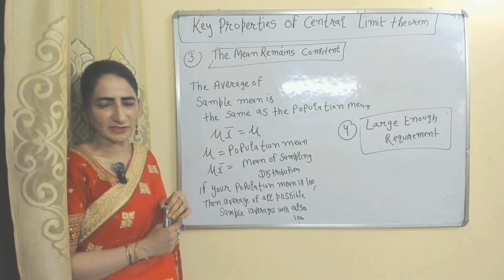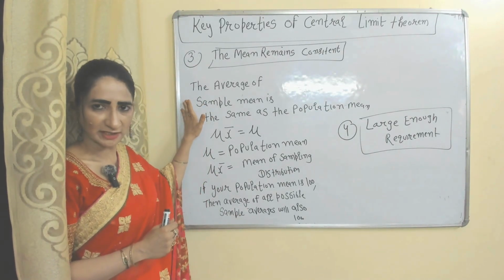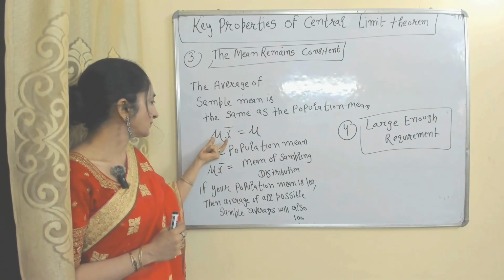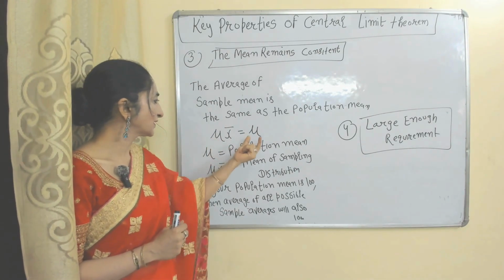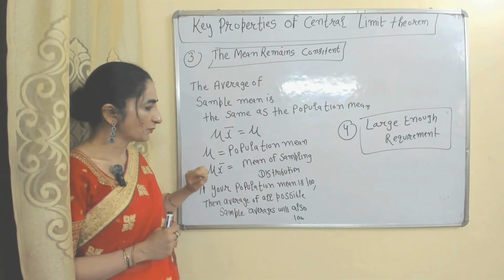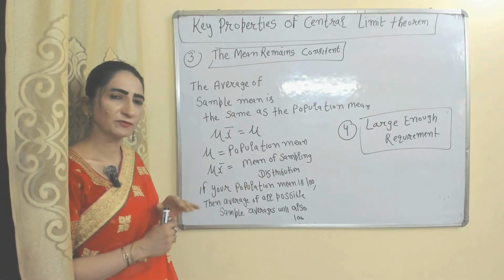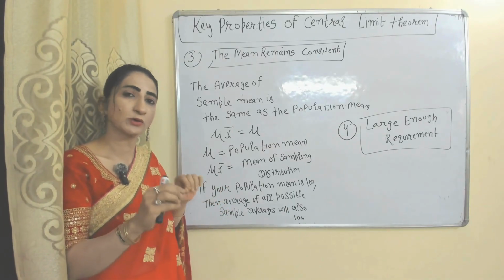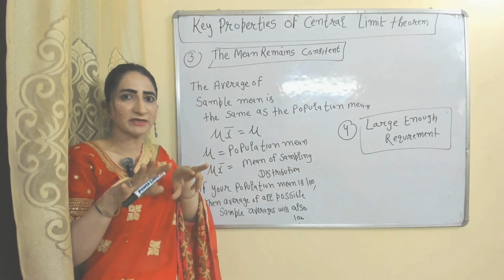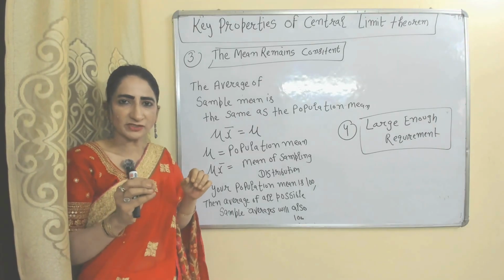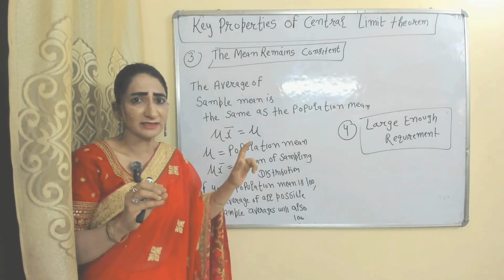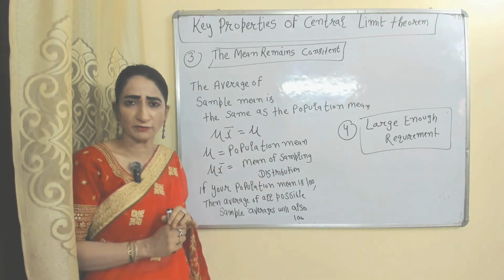Mean remains consistent. That means according to this theorem, the average of sample means is the same as the population mean. This represents the mean of the sampling distribution. This represents the population mean. Both are equal to each other. If your population mean is 100, then the average of all possible sample averages will also be 100. Large enough requirement: this theorem only gives a guarantee of normal distribution if sample size is large. If sample size is not large, then this theorem will not provide any guarantee of normal distribution.